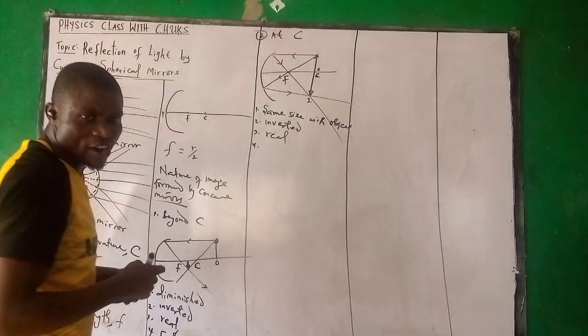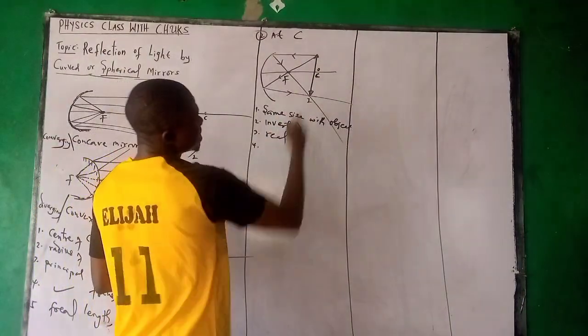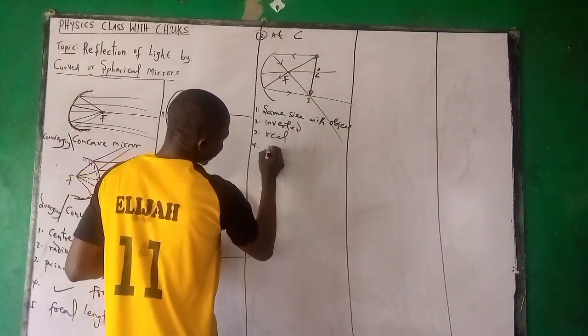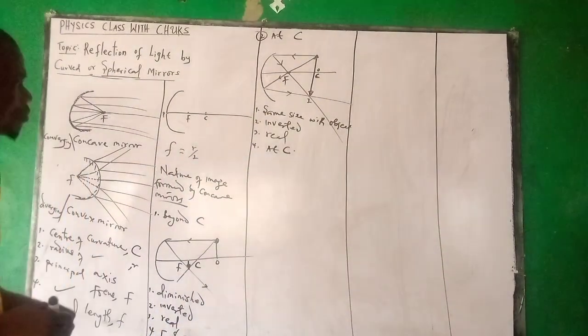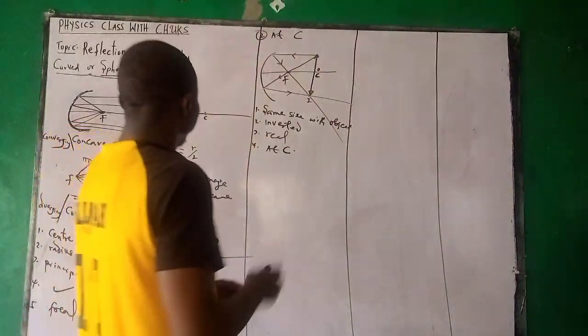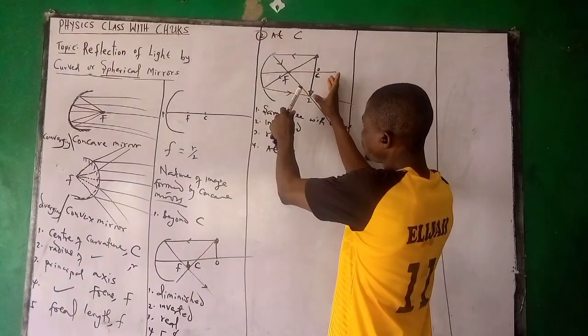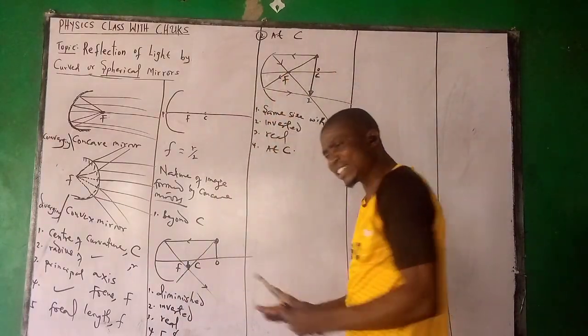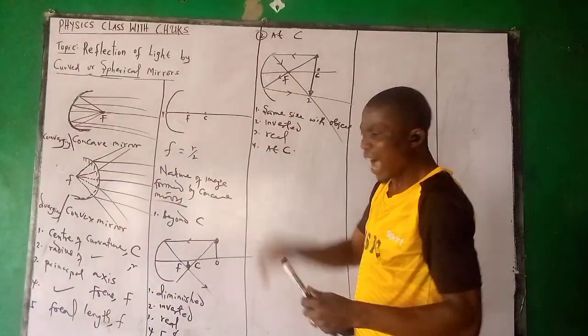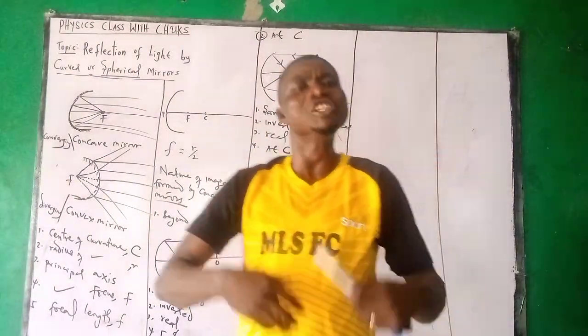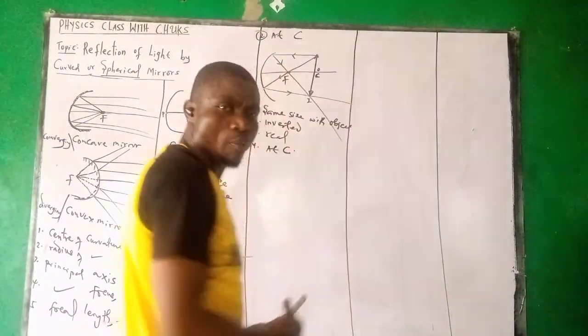Now, when can you see the image? Just watch the diagram very well. The image is at C, right? So the image is located at C. You can understand now. What if I decide to shift the object closer like this? I'll get an image unique and different from all the ones we've been talking about.